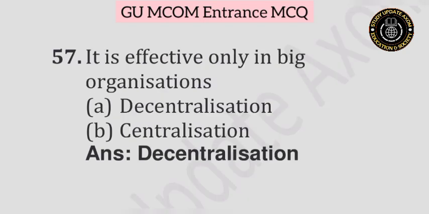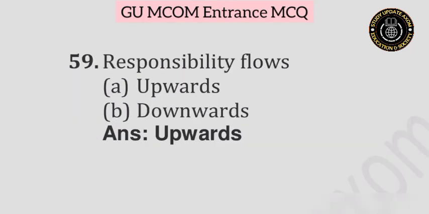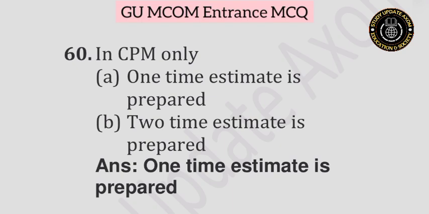Question number 57. It is effective only in big organization. Option A. Decentralization. Option B. Centralization. Answer is decentralization. Question number 58. Flow of communication is open and free in. Option A. Decentralization. Option B. Centralization. Answer is decentralization. Question number 59. Responsibility flows. Option A. Upwards. Option B. Downwards. Answer is upwards. Question number 60. In CPM only. Option A. One-time estimate is prepared. Option B. Two-time estimate is prepared. Answer is one-time estimate is prepared.